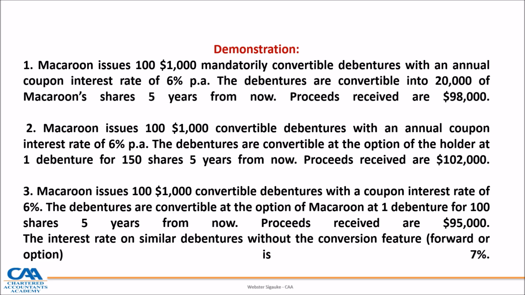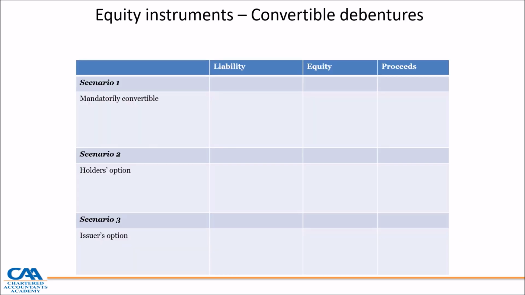If there is a component of equity, then we also have, in example 3, the debentures being convertible at the option of Macaroon. So in that case, we're going to look at the liability and come up with our liability, and also look at whether there is any evidence of any renewal. So I want us to go through the different examples.